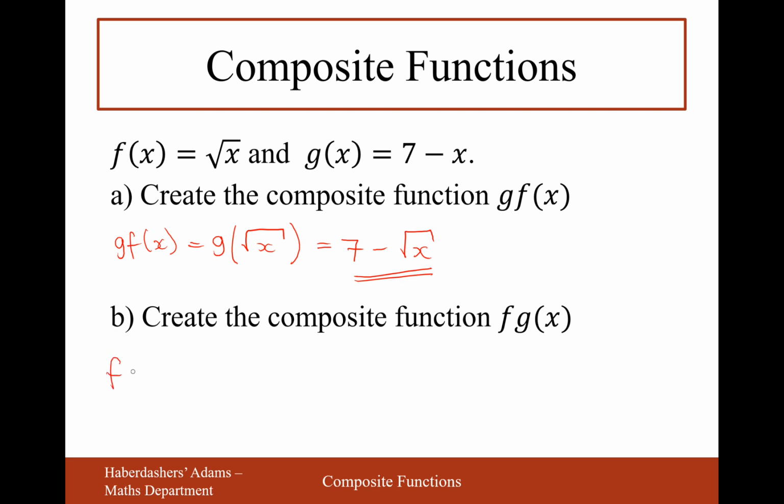Then I'll move on to doing fg of x. So I'll leave the f at the front. Then I'll write out the g function, and the g function was 7 minus x. Then I'll put this algebra into the f function. So where x appears in the f function, I'll write this algebra. So it's going to be the square root of 7 minus x. And there we are, that's the answer to part B.